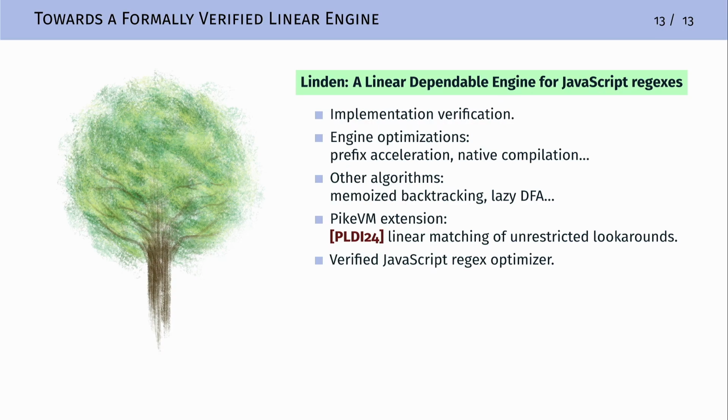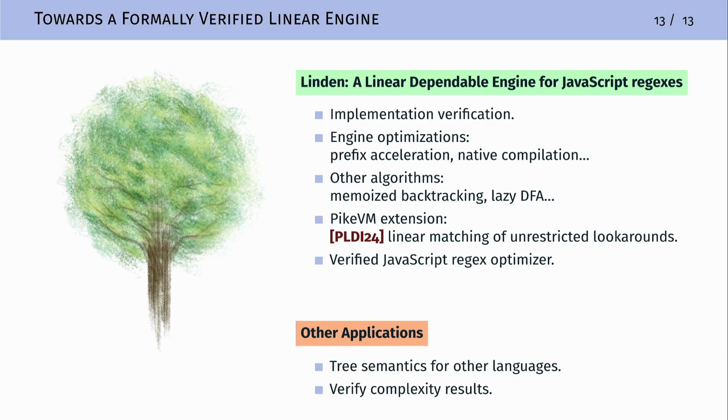These backtracking tree semantics can also be used in other ways. We could use them for other languages, because each language is different. And we are also verifying right now the complexity of different subsets of JavaScript regexes. Now, some of these projects are already done. Some of them are ongoing. And for the rest, we would love to hire new students, either in Switzerland or in France. So feel free to reach out.